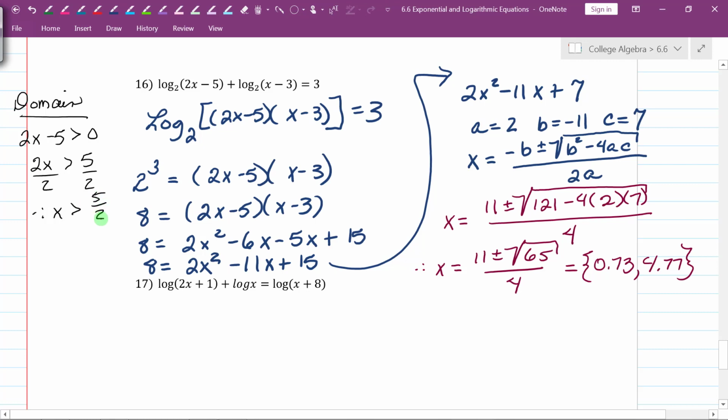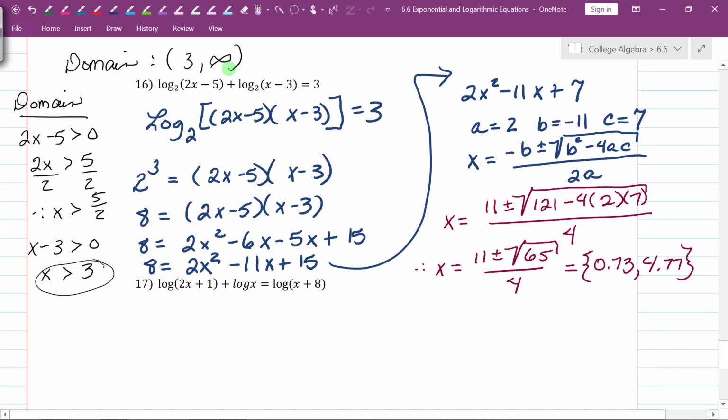I also have to look at this part right here, x minus 3. So x minus 3 also has to be greater than 0. So x has to be greater than positive 3. Which one is more restrictive? This is really 2.5. This is 3. So this one here is more restrictive. So my domain for this problem is that x has to be greater than 3 to positive infinity.